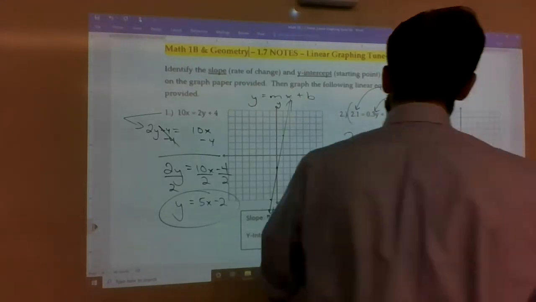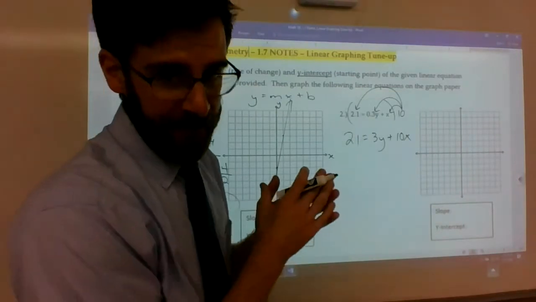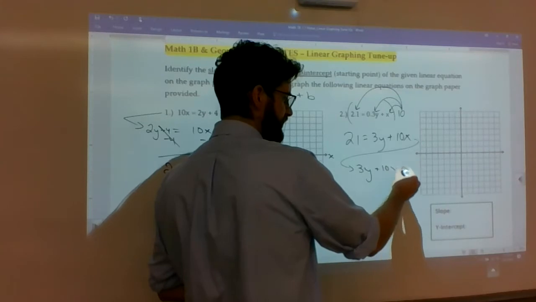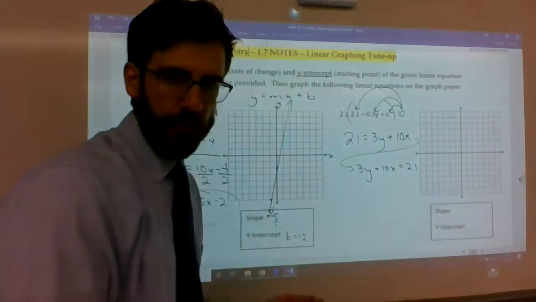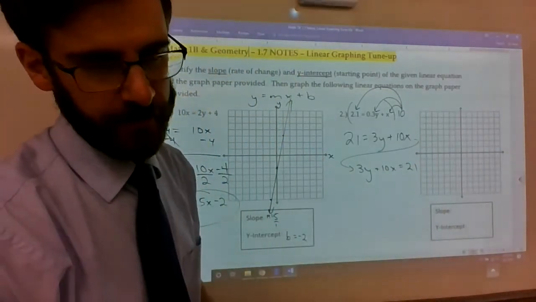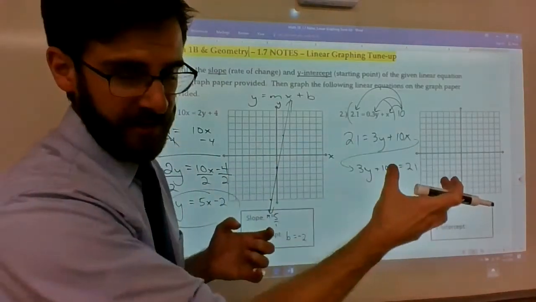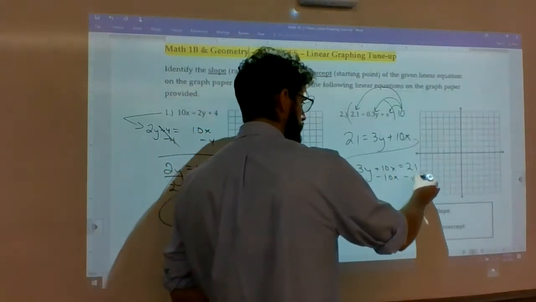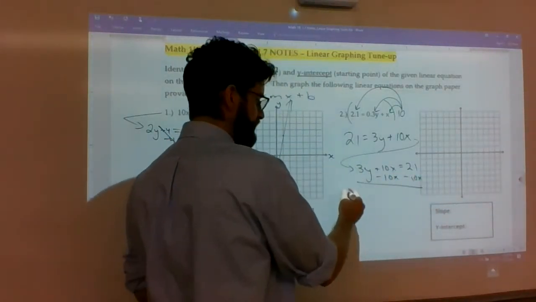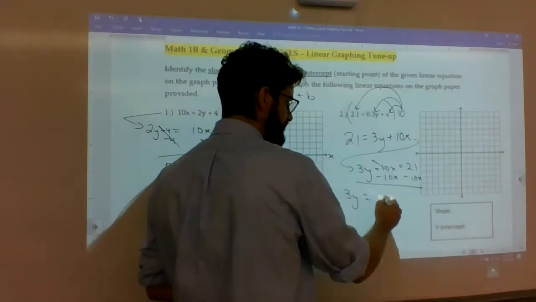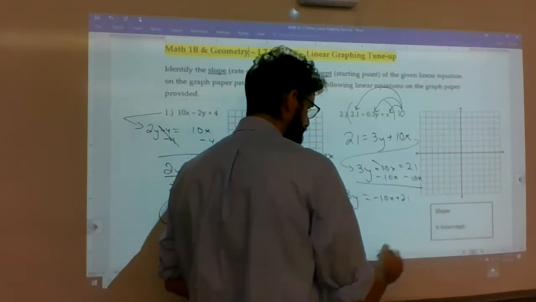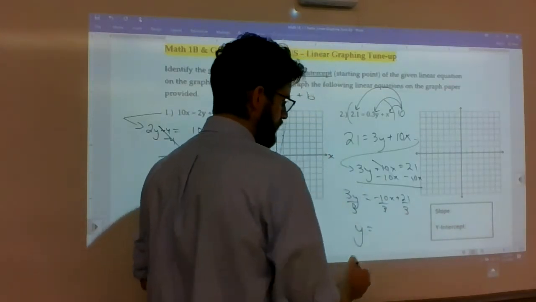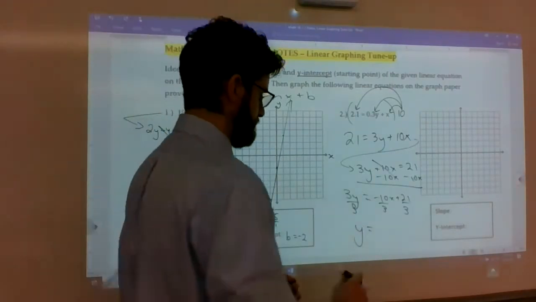Now again, I'm going to rewrite this so that the y's are on the left-hand side. 3y plus 10x on the left, now 21 on the right. When you do a rewrite like that, you don't have to add or subtract anything. You just rewrite them. The right side is now the left side, and the left is now the right. Subtract the 10x, you get 3y is equal to negative 10x plus 21. Divide by 3, divide by 3, divide by 3. That gives you negative 10 thirds x plus 7.